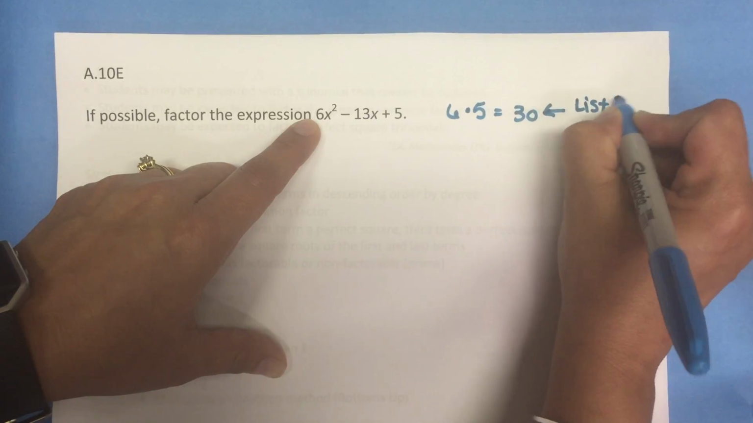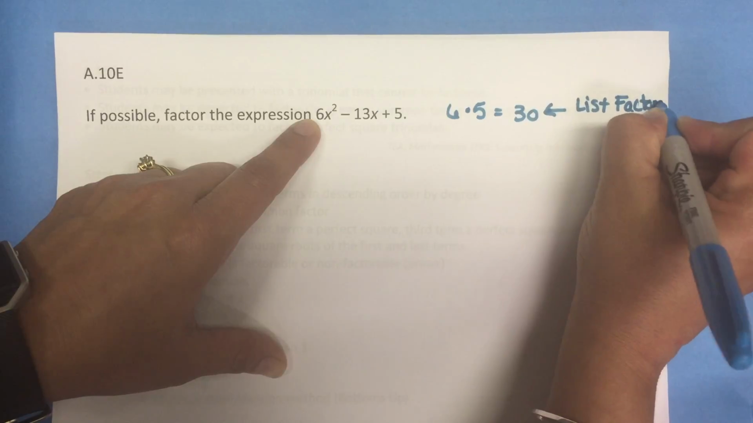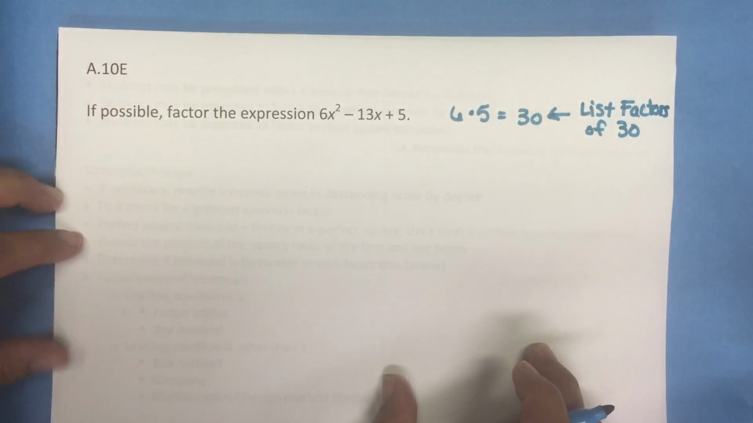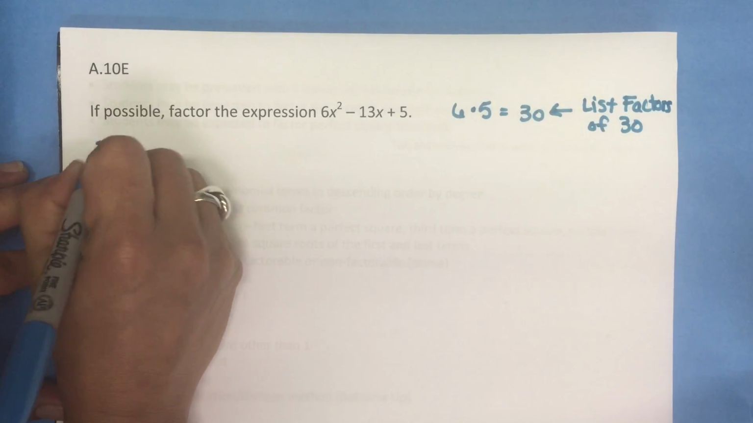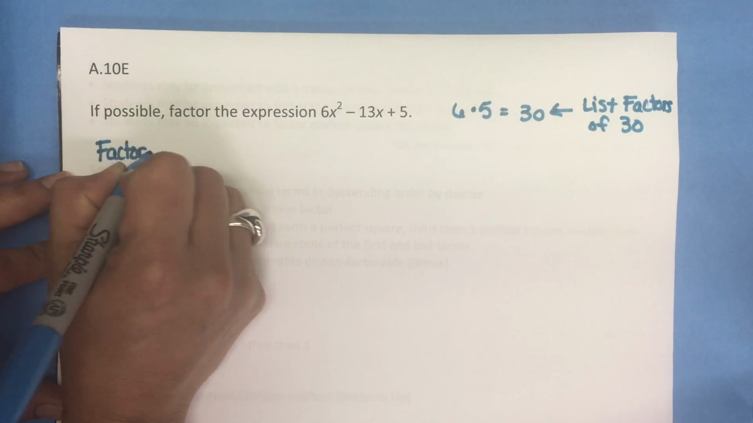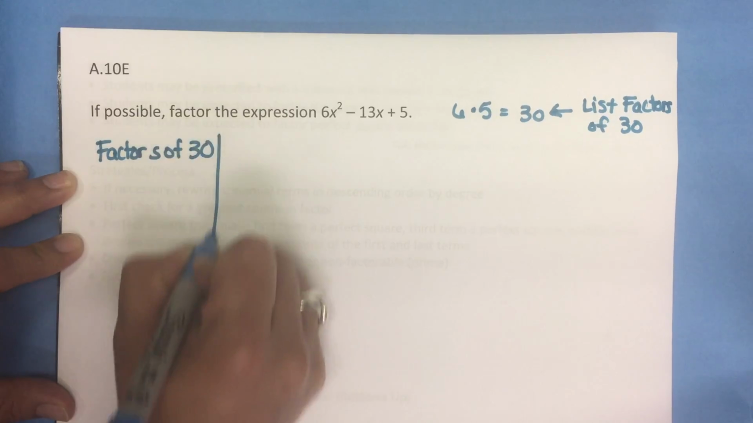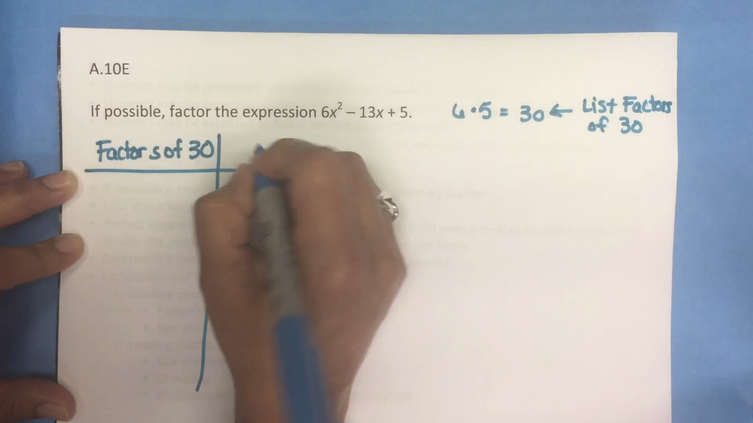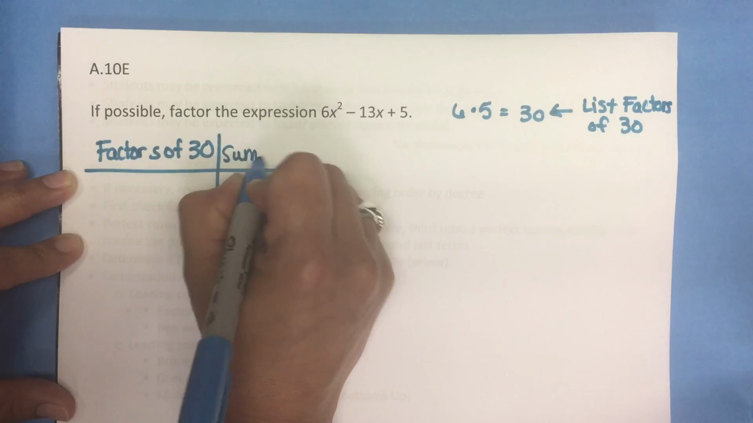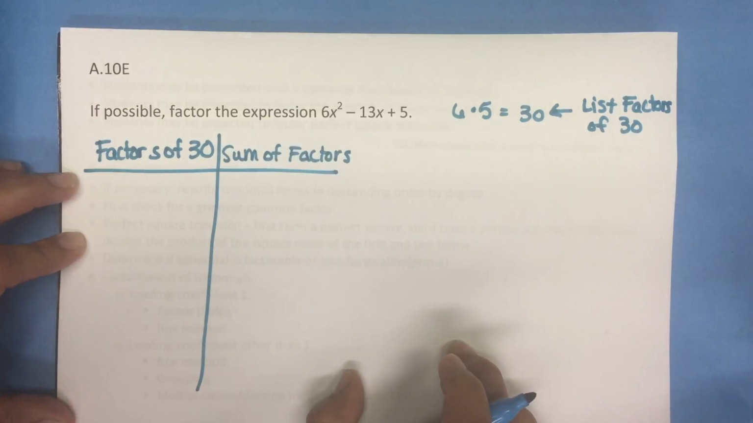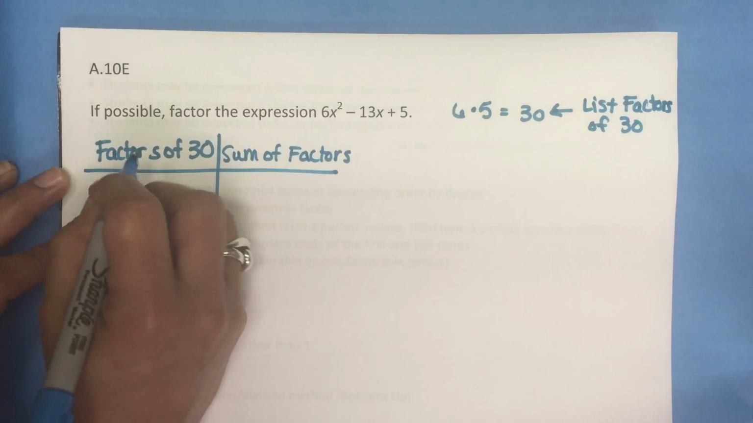We're going to list factors of 30, so I'm going to make a factor table. Our first column is going to have the factors of 30, and the second column has the sum of the factors of 30. All right, so let's think about factors of positive 30.